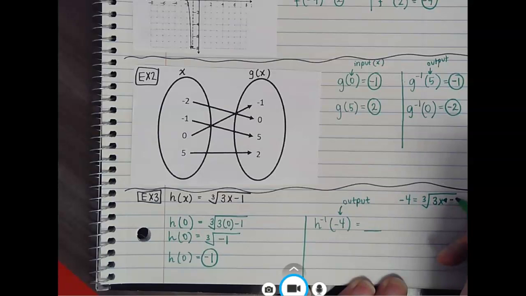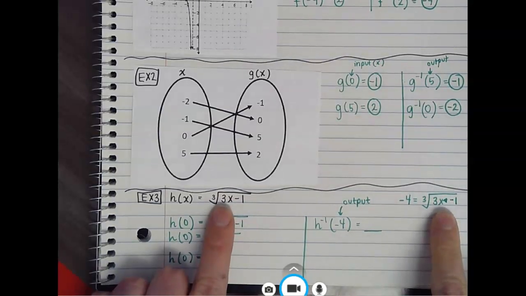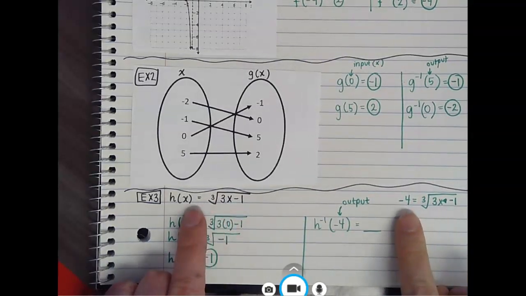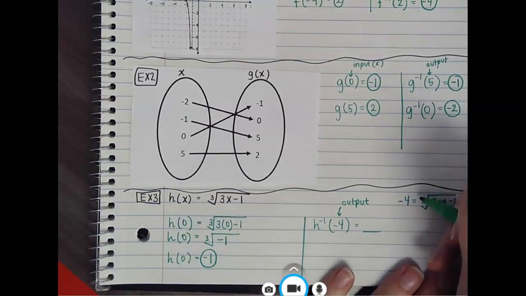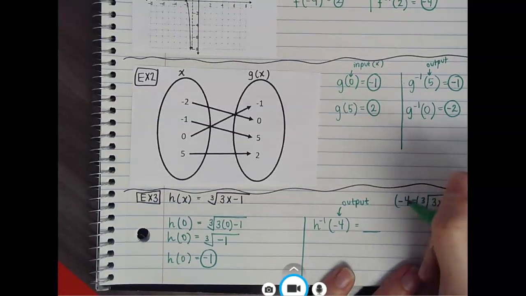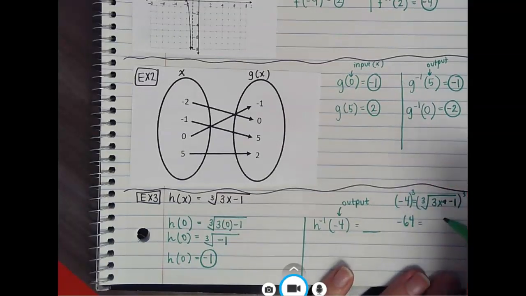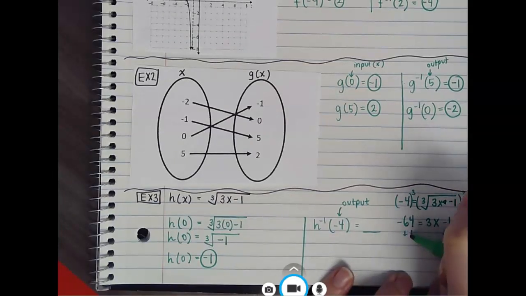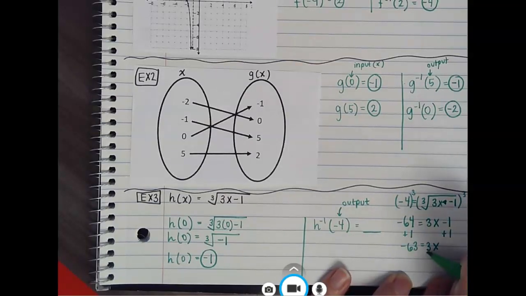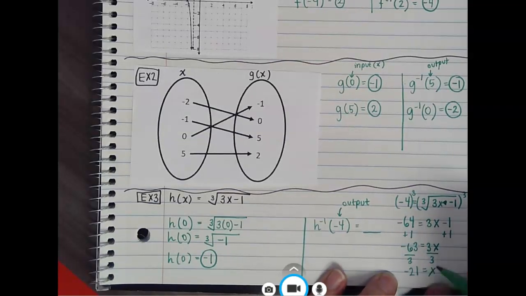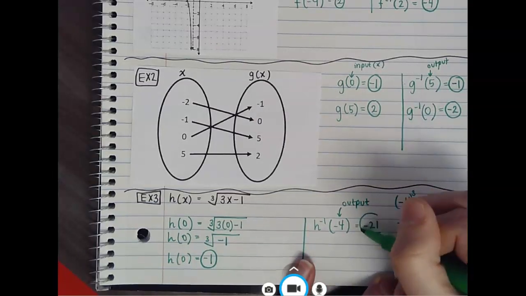Notice I wrote h of x's equation, set it equal to -4, and now I'm going to solve this radical equation by cubing both sides. -4 cubed is -64. Add 1 to both sides, -63. And divide both sides by 3, I get -21. So the inverse of h of -4 is -21.